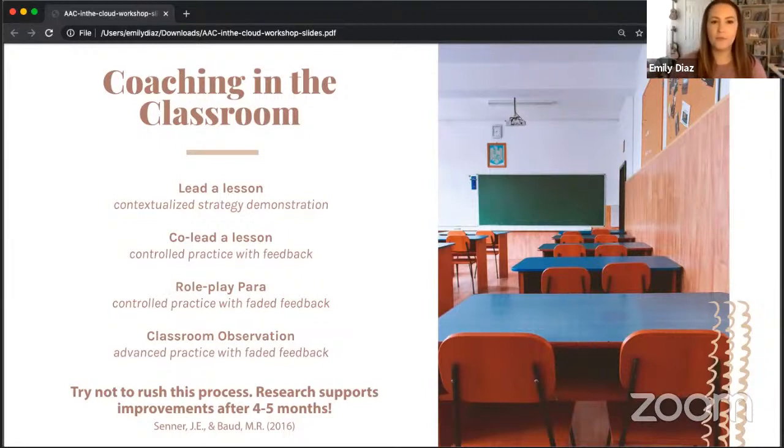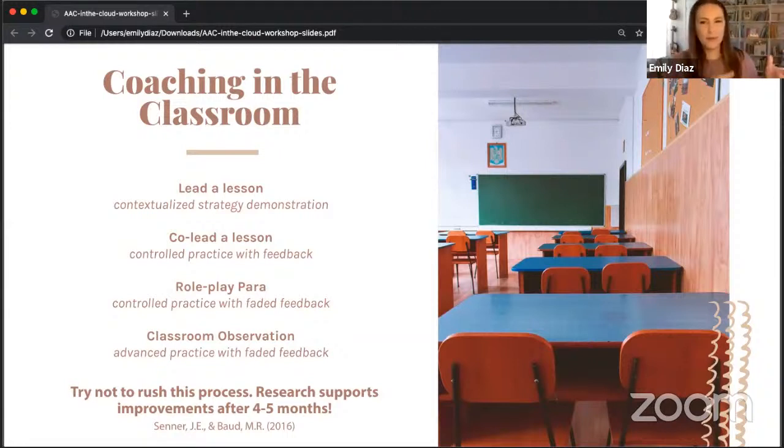So the first step when it comes to coaching in the classroom is that you would go in and lead a lesson. And so in Center and Bod's research, they call this contextualized strategy demonstration. It's contextualized because it's happening like real time in the moment in the classroom.